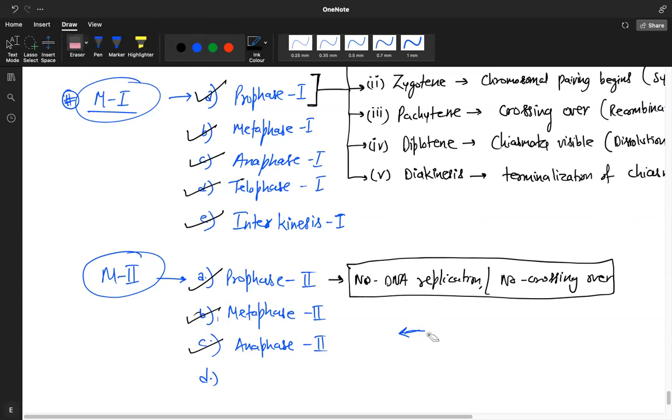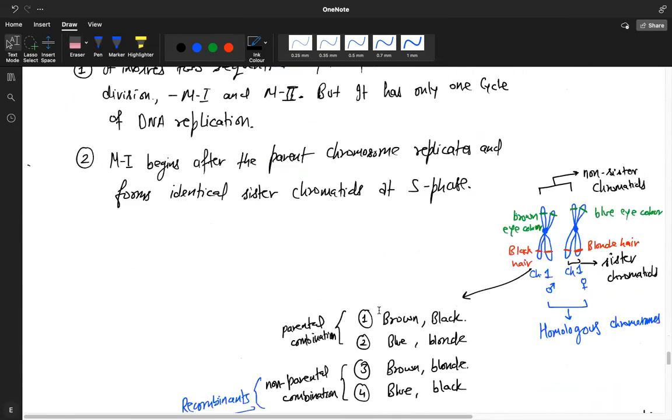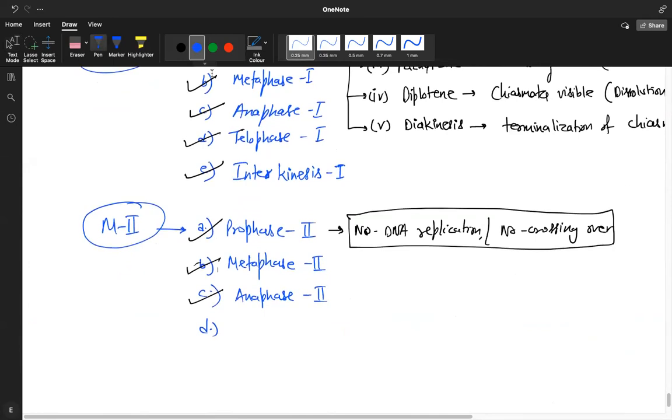Forgot? No problem. Okay, remember. Good. Then finally comes your telophase 2.